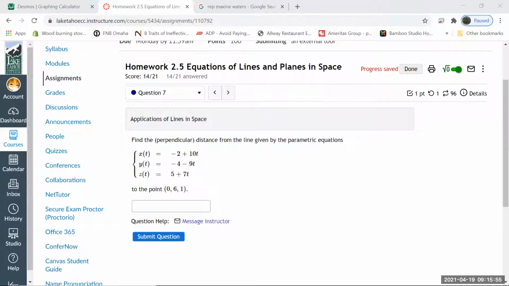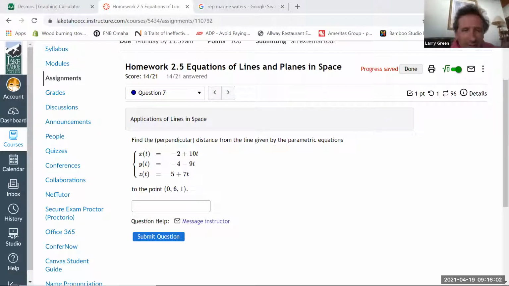Okay, so we have a point on the line, and we want to find the perpendicular distance from the line given the parametric equations. If you take a point on the line and then you look at the vector from that point, -2, -4, 5, to the given point 0, 6, 1, then that's a vector, right?